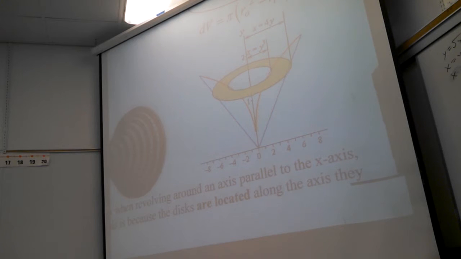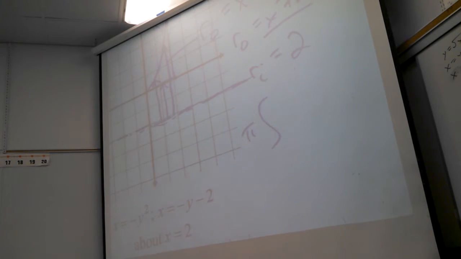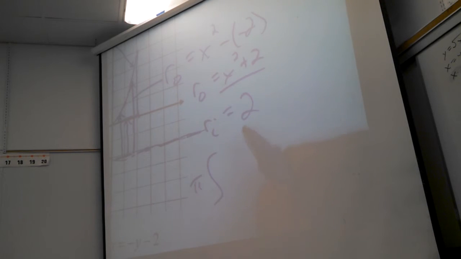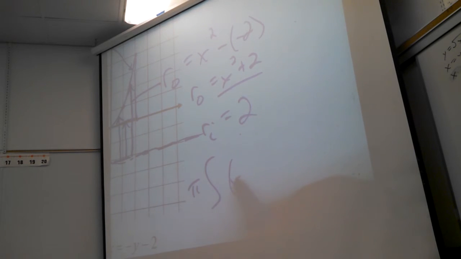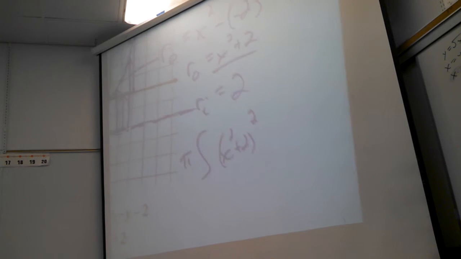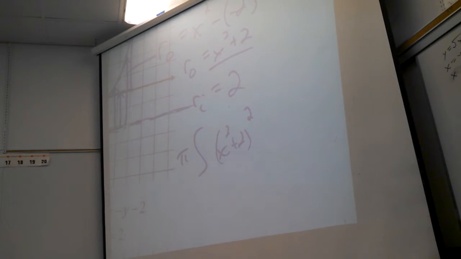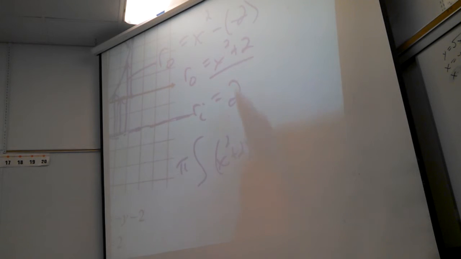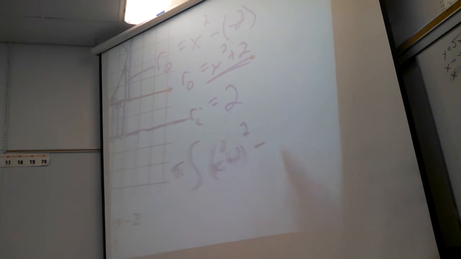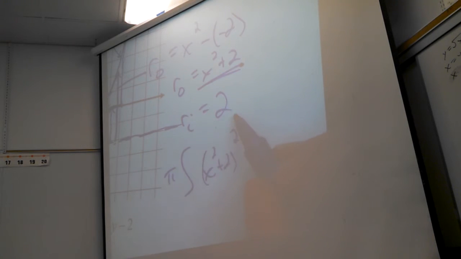All right, where are we at here? So x to the fourth plus, yeah, this would be x squared plus 2 squared, right? All right, R outer is this. Are we all cool with that now? So you square it when you plug it in the integral, because it's all based on areas of circles, these disks. Minus R inner squared, which is 2 squared, 4.